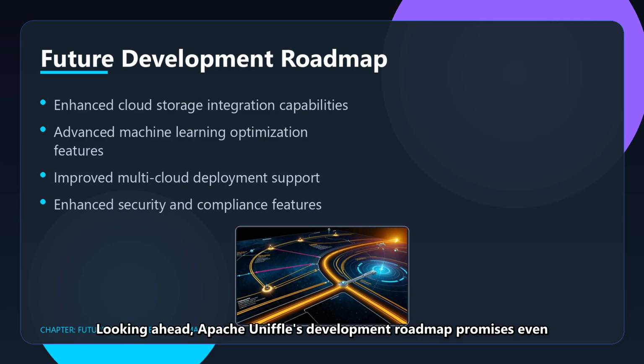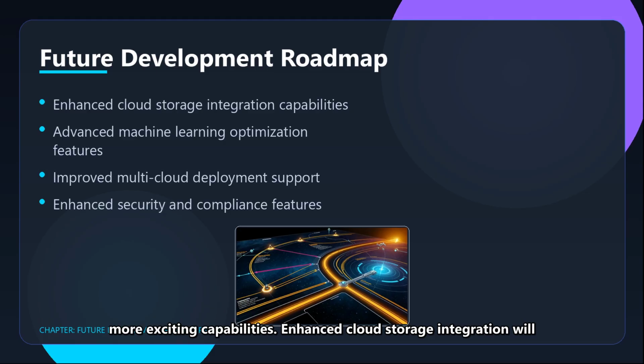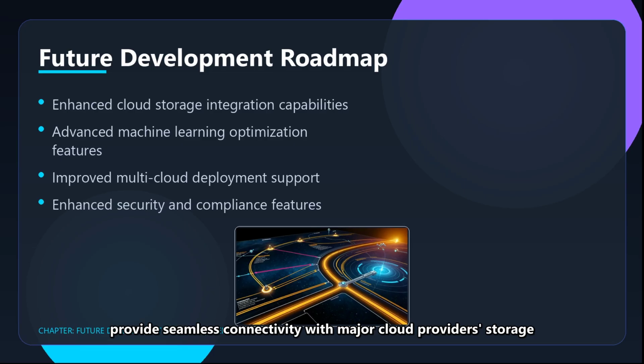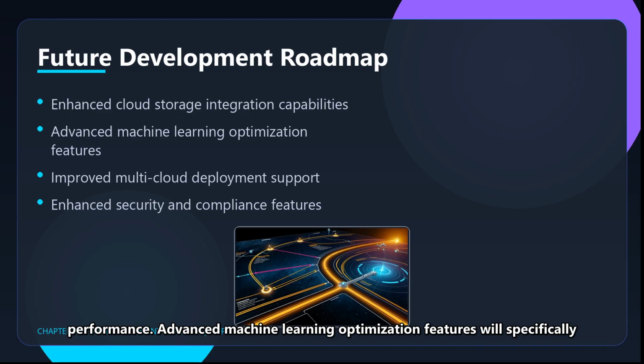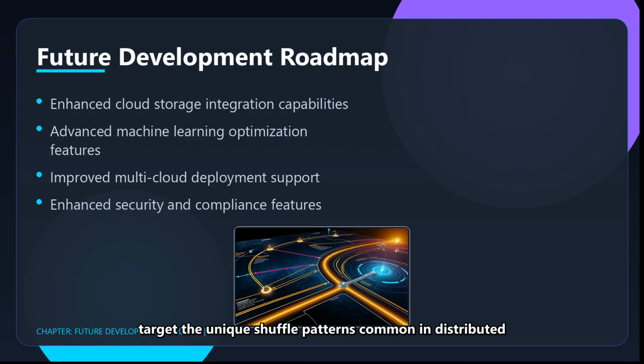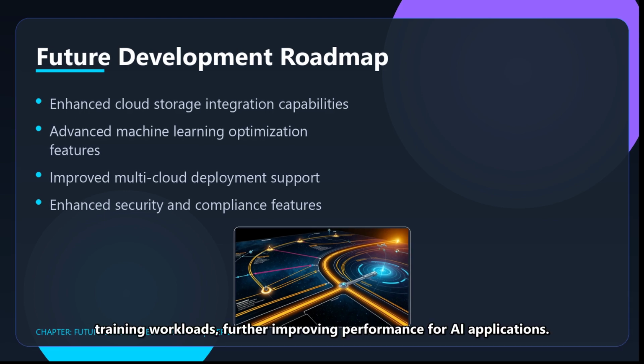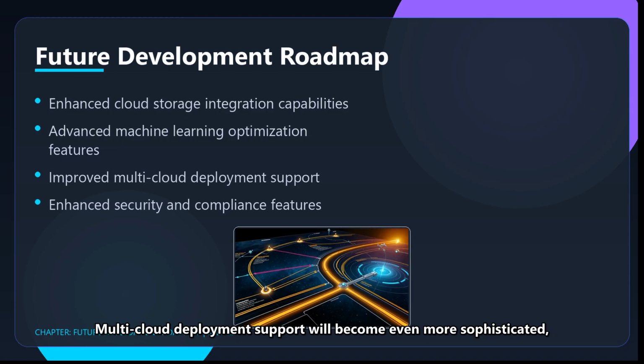Looking ahead, Apache Uniffle's development roadmap promises even more exciting capabilities. Enhanced cloud storage integration will provide seamless connectivity with major cloud providers' storage services, enabling hybrid and multi-cloud deployments with optimal performance. Advanced machine learning optimization features will specifically target the unique shuffle patterns common in distributed training workloads, further improving performance for AI applications.